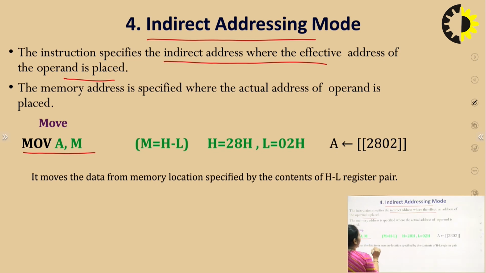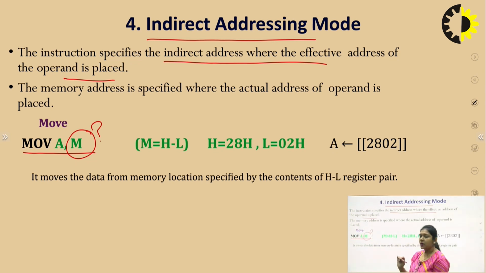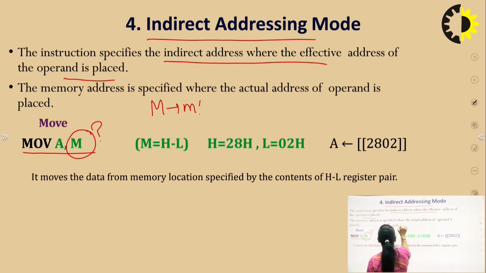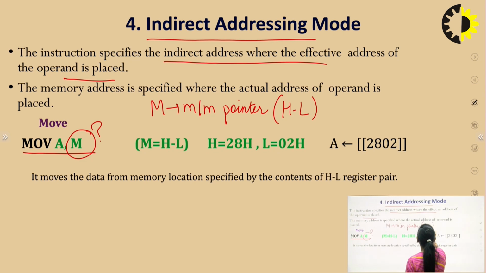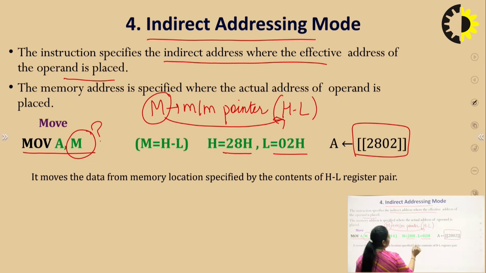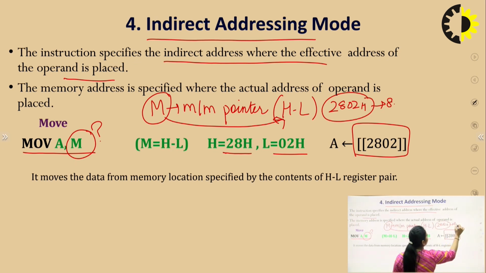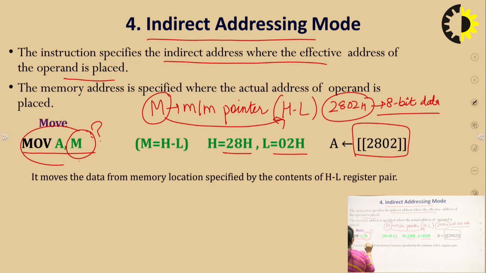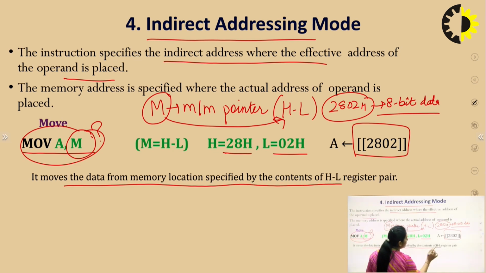For example, MOV A comma M. Now what is M? It is not a register that we have studied. So M is used as the memory pointer, and it points to the registers H and L. So M will point to the contents of the HL pair, and the contents of the HL pair here are 2802. So 2802 will act as a memory location, and this memory location will have 8-bit data, and that data will be moved to the accumulator. So it moves the data from the memory location specified by the contents of the HL register pair.